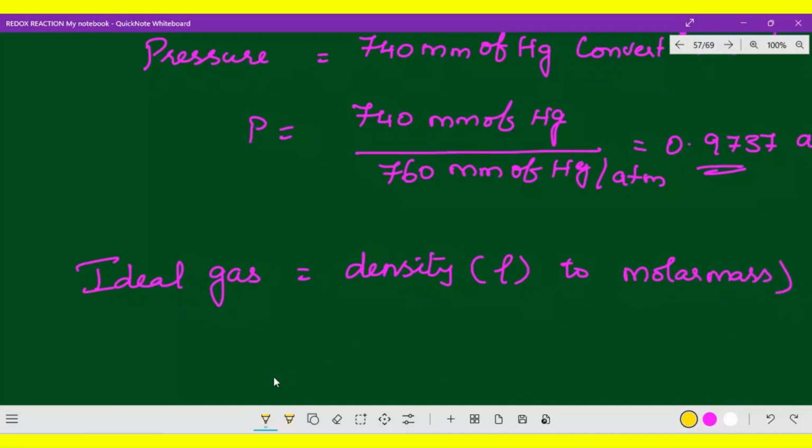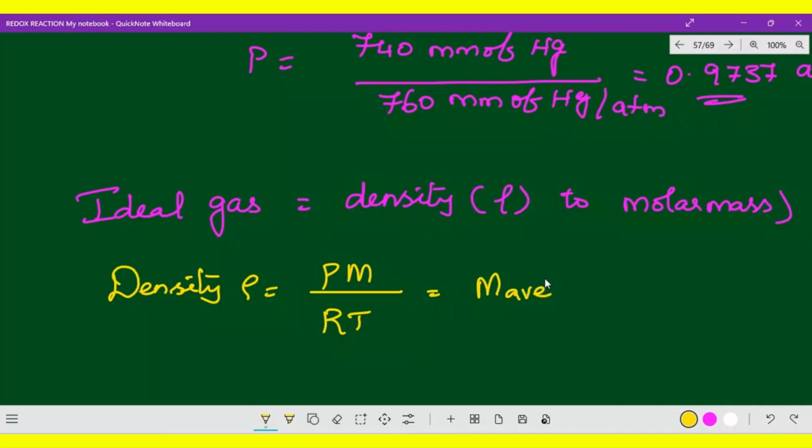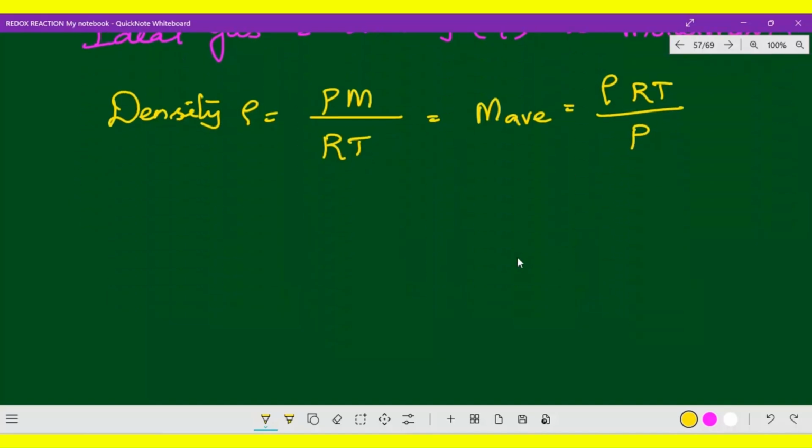Now here density rho equals pressure into molecular mass divided by R into T. R is the universal gas constant, T is temperature. So we have to find the average molar mass. Average molar mass, so rho RT divided by P. Now P we just now found, the pressure. Each one I just mentioned here.